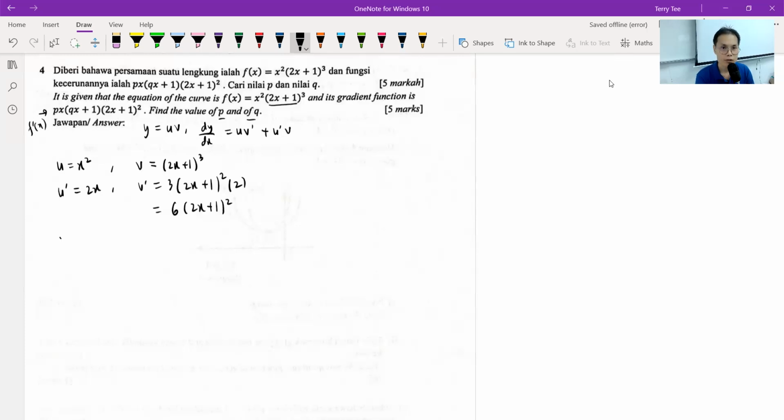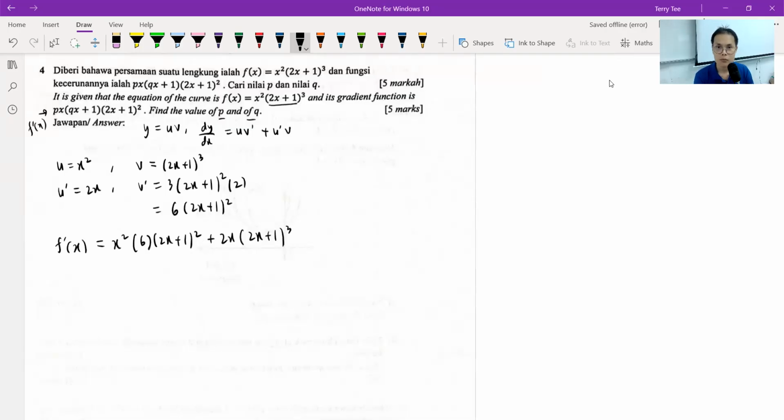Now, when I differentiate dy/dx, or we can write this as f prime of x, I remember the formula is: copy u, which is x squared, differentiate v, 6 with a (2x plus 1) squared, differentiate u, 2x, copy v, (2x plus 1) power 3.